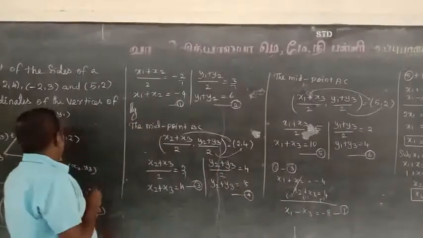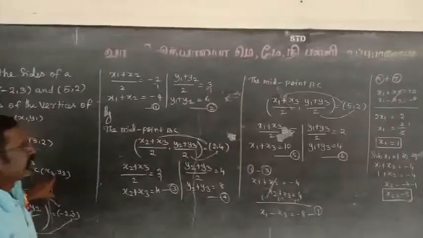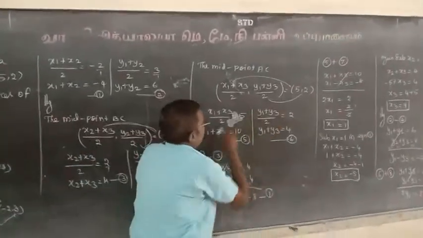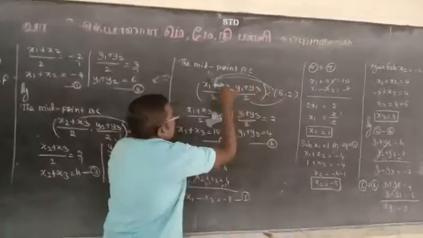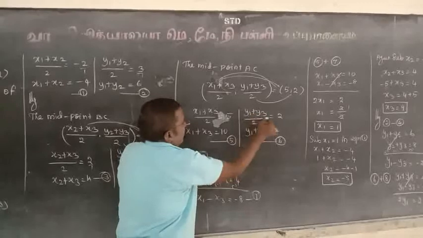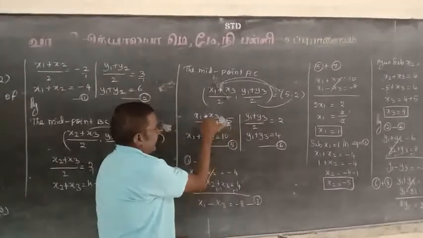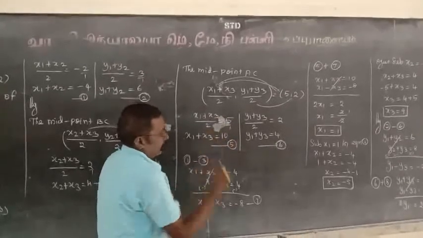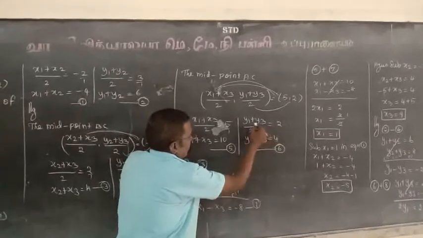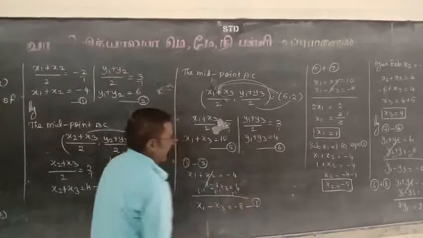And then the midpoint of AC: ((x1 + x3)/2, (y1 + y3)/2) equal to (5, 2). So (x1 + x3)/2 equals 5 and (y1 + y3)/2 equals 2. By cross multiplication, x1 + x3 equals 10, equation number 5, and y1 + y3 equals 4, equation number 6.